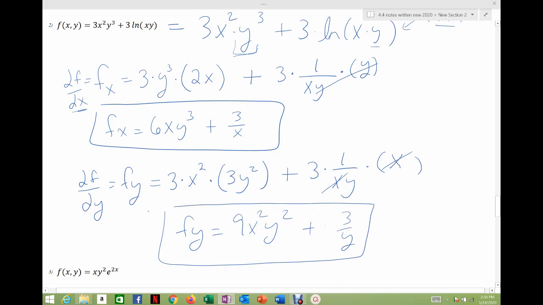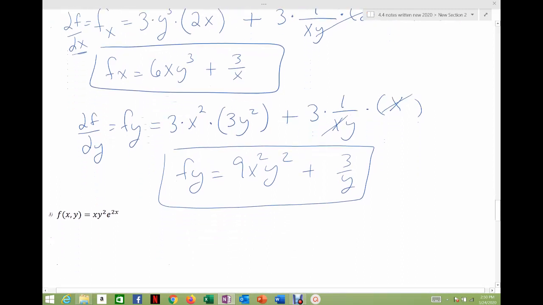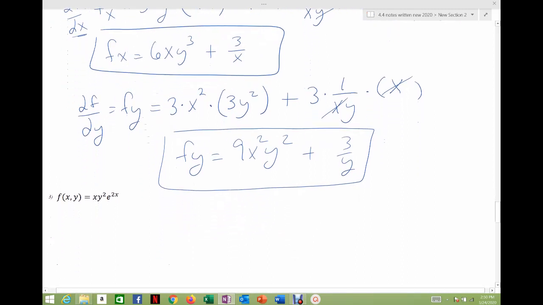Alright, and so we're going to stop here. On the next set of notes, we'll start practicing more of them. They're going to be slightly more complex. We're going to involve some of our other rules. Alright, and we'll do that in the next set of notes.